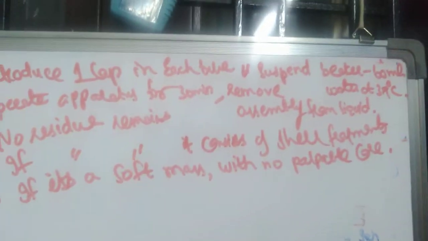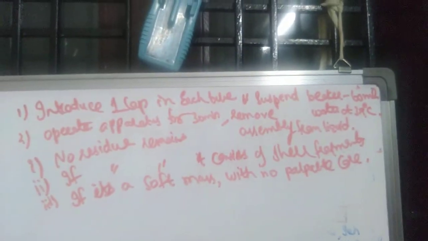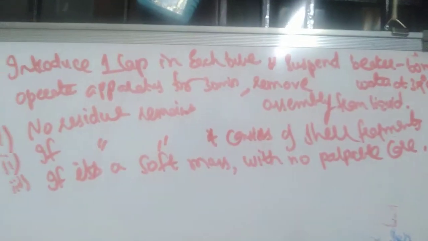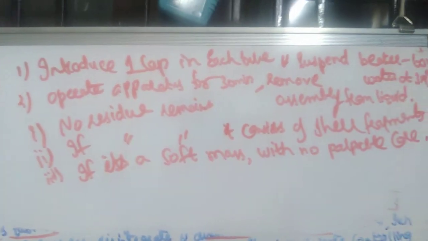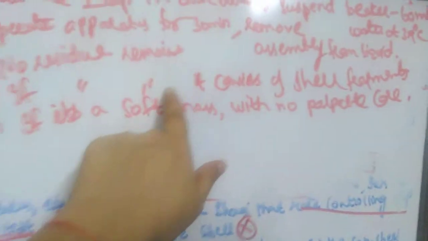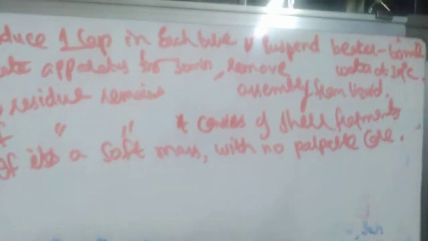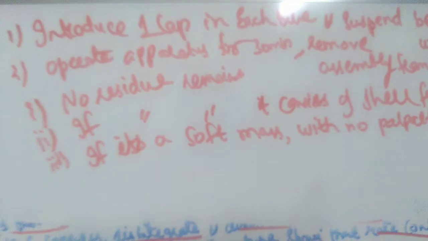Introduce one capsule in each tube and suspend in a beaker containing 60 ml of water at 37 degrees centigrade. Operate the apparatus for 30 minutes, then remove the assembly from the liquid. The capsules are said to pass the test if no residue remains on the screen of the apparatus, or if the residue consists of shell fragments, or if it is a soft mass with no palpable core. This is the disintegration test for a hard gelatin capsule.